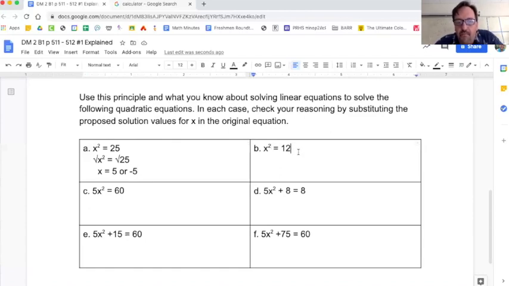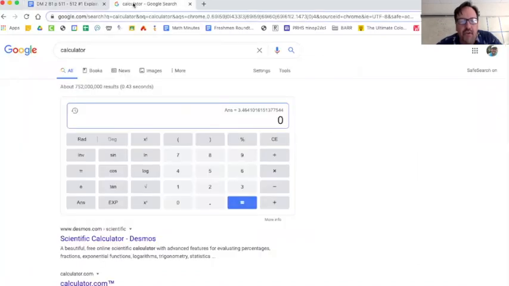In part B, what we've got to do is say that x equals, again, the square root, but this time it's the square root of 12. What the heck is the square root of 12? Well, I've got a calculator over here. I don't know the square root of 12 off the top of my head, but I'm going to use a calculator. This is the one that Google provides. And when I do square root of 12, I see that the answer is 3.46.